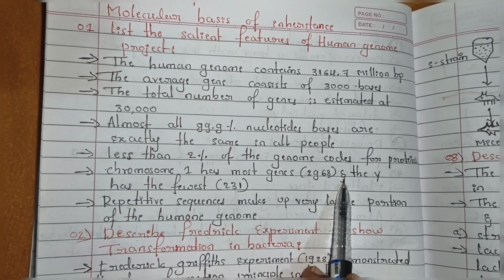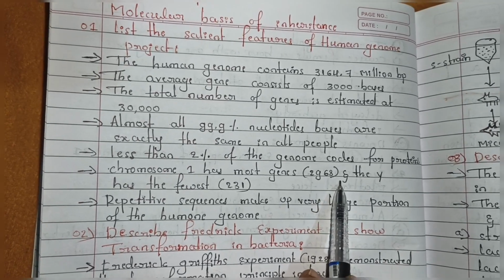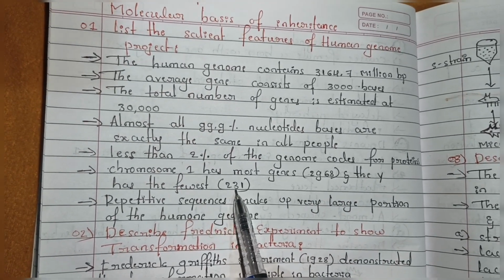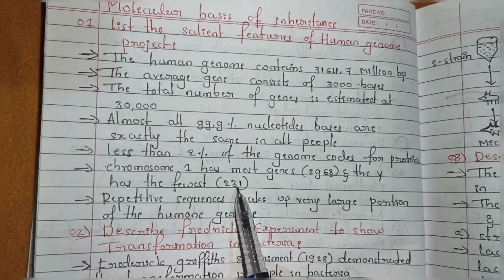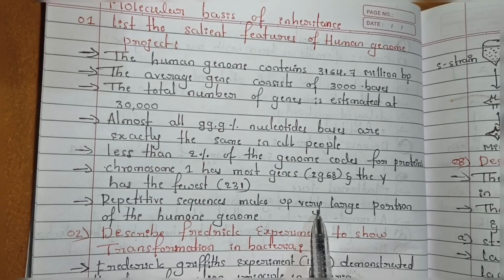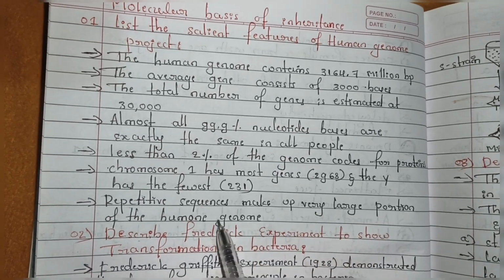and chromosome 1 has the most genes, that is 2968. The smallest is the Y chromosome, because it has very few genes, that is 231. Repetitive sequences make up a very large portion of the human genome.